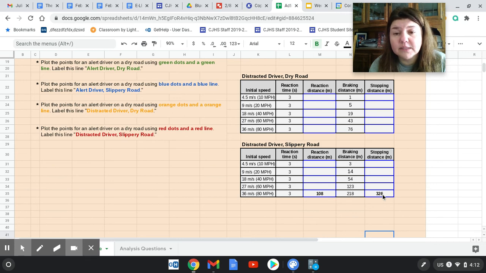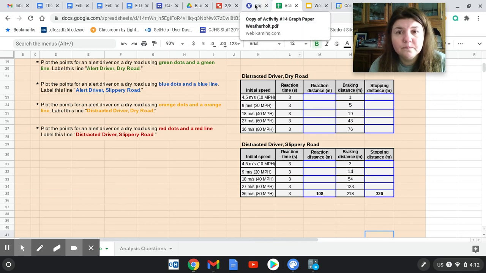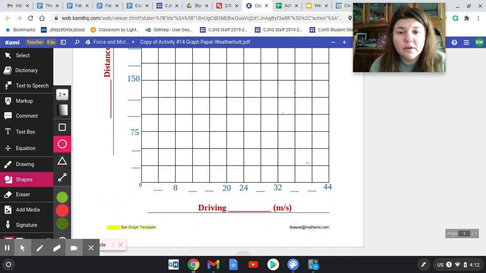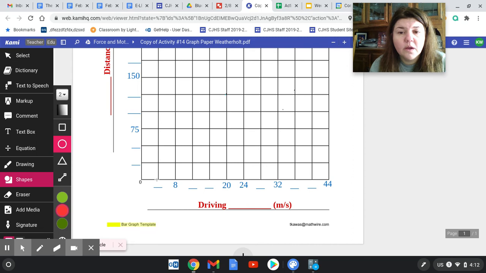with the stopping distance. So here I have 36 meters per second is my X, and my Y is 326. So we have to find that point. So if I look back here, remember I'm going up by 4. So this is 32. That is 36, right? So 36 is right here. And it went up to 326.